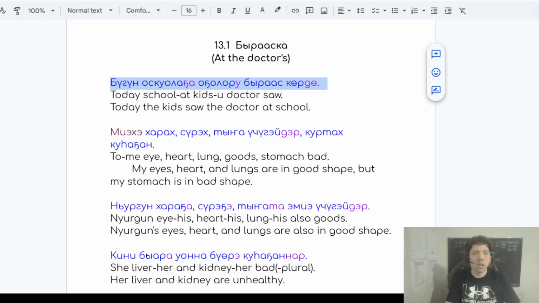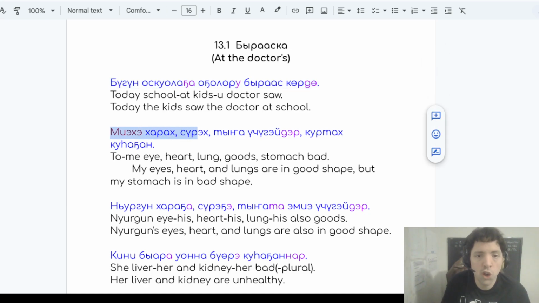And again, I will read after the English translation. I will read the Sakha sentence one more time. Bugün askolaga ağaları bıras gördü. Then we have Miyehe harak sürek tanga Uchigeder Kortak Kohagal.